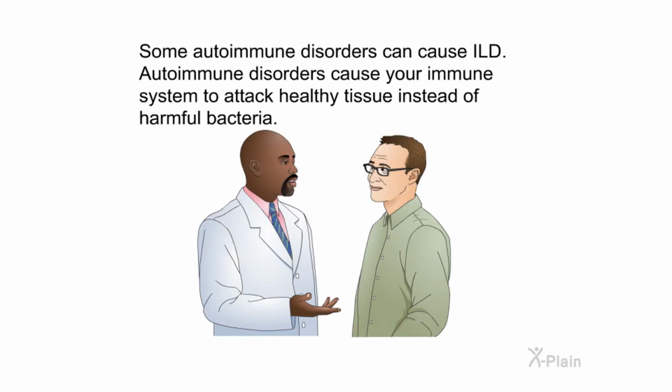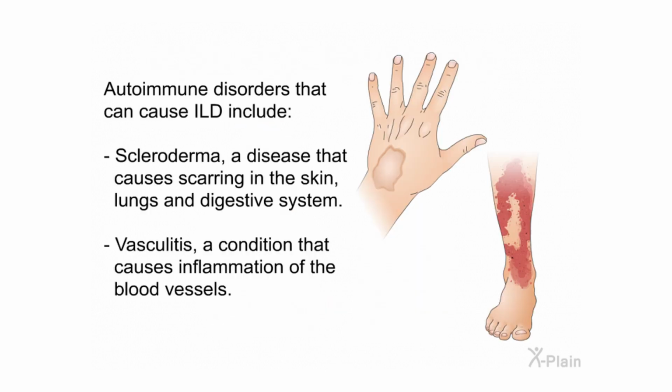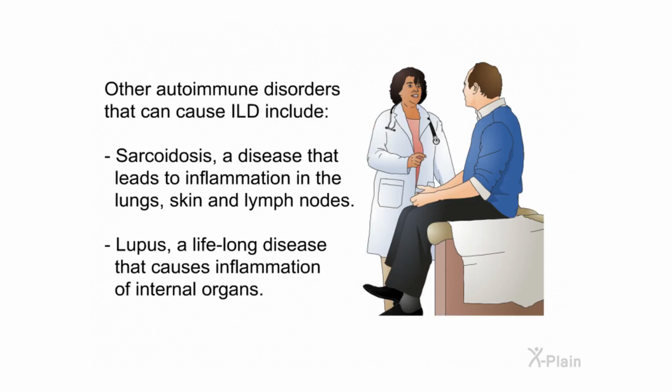Some autoimmune disorders can cause ILD. Autoimmune disorders cause your immune system to attack healthy tissue instead of harmful bacteria. Autoimmune disorders that can cause ILD include scleroderma, a disease that causes scarring in the skin, lungs, and digestive system. Vasculitis, a condition that causes inflammation of the blood vessels. Other autoimmune disorders that can cause ILD include sarcoidosis, a disease that leads to inflammation in the lungs, skin, and lymph nodes. Lupus, a lifelong disease that causes inflammation of internal organs.